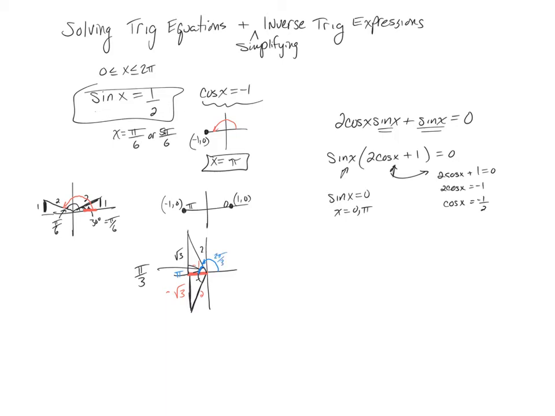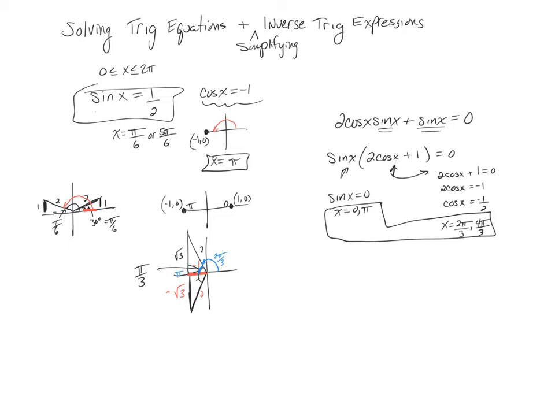Or think about going to pi, and then going one additional pi over 3, which would be 3/3 of pi plus 1/3 extra is 4/3 of pi. So we get two solutions. x equals 2 pi over 3 and 4 pi over 3. So for our final answer, we would include all four of these.